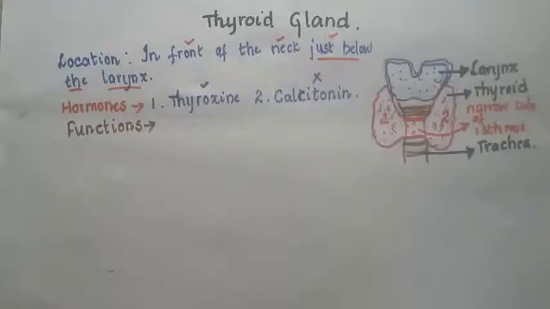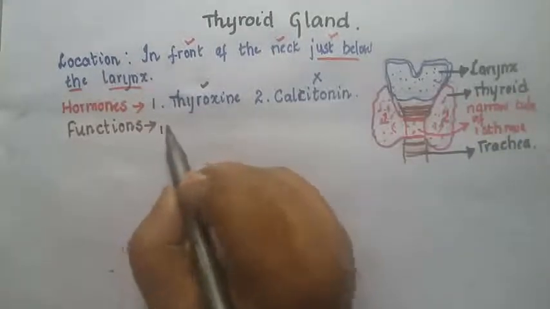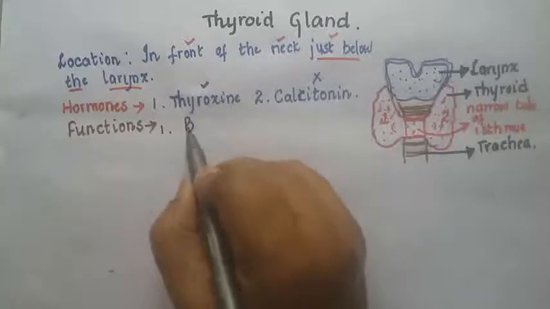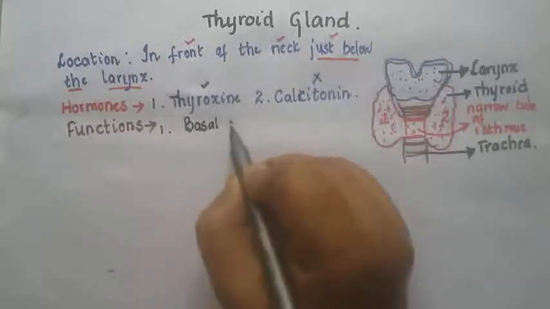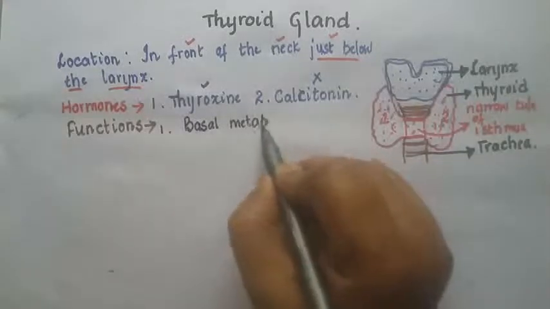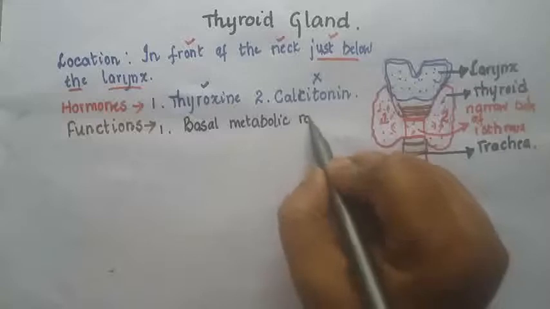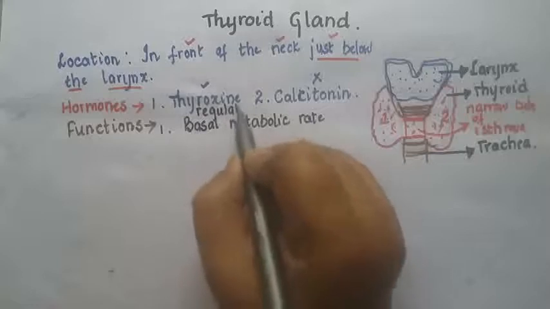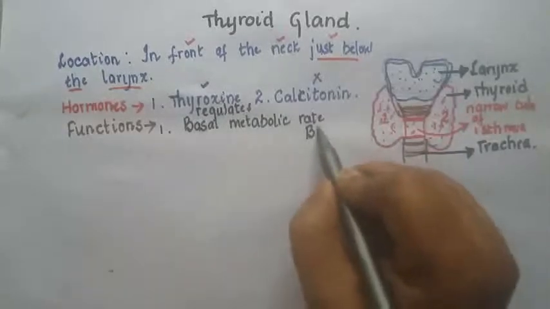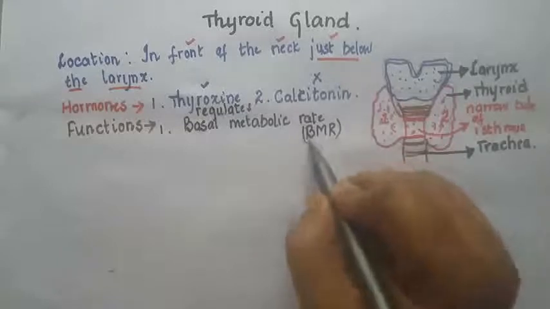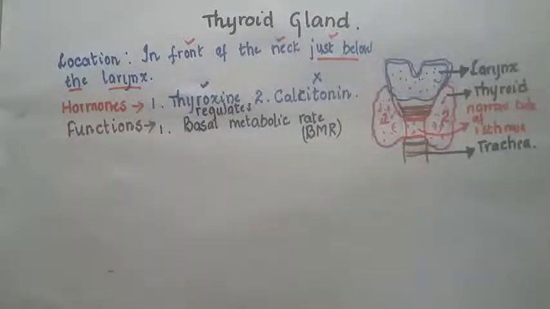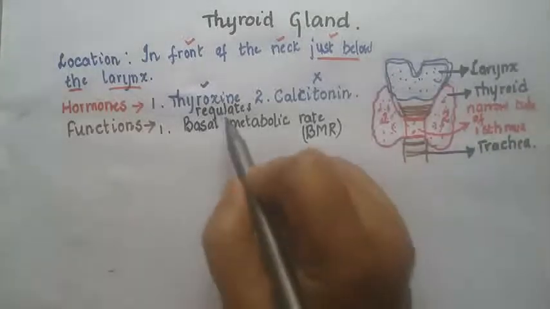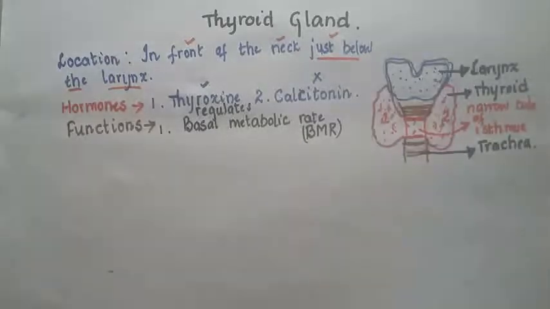The first function of thyroxine is that it helps in, or you can say it regulates, the basal metabolic rate, or in short form we call it BMR. So what is the first function of thyroxine? Thyroxine regulates the basal metabolic rate.